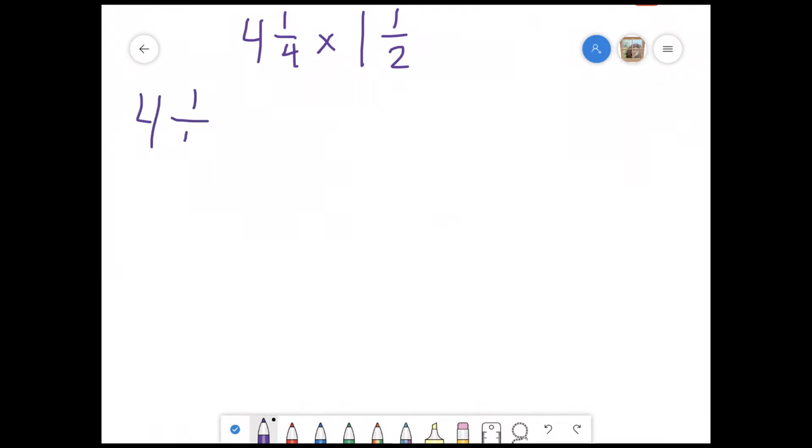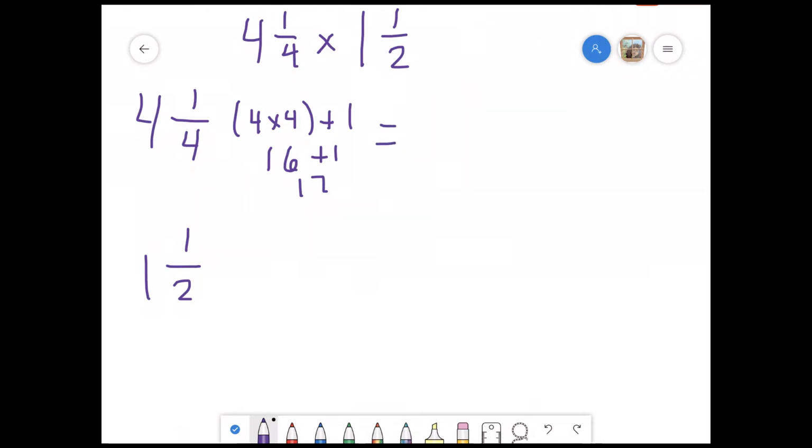Let's go ahead and line them up over here, just so we can keep this organized. So I have to multiply my denominator times my whole number, and when I have that product, add it to the numerator. 4 times 4 is 16, plus 1 is 17. So my new numerator would be 17, and my denominator stays the same, which is 4. So 4 1/4 equals 17/4.